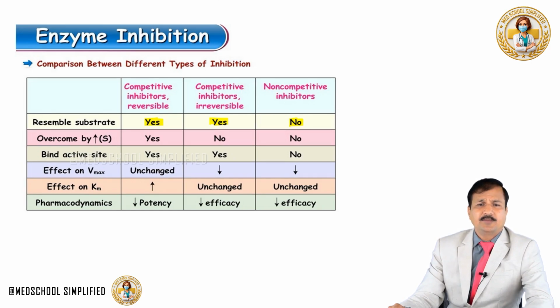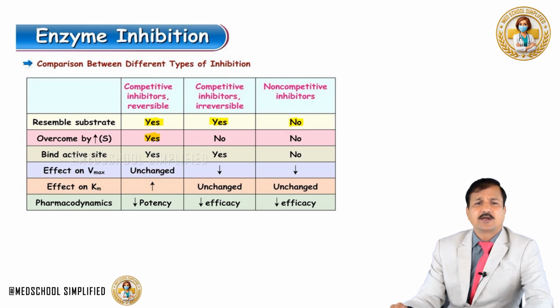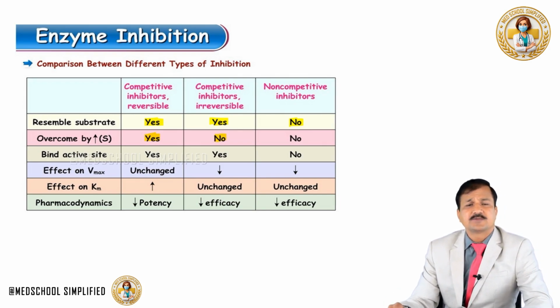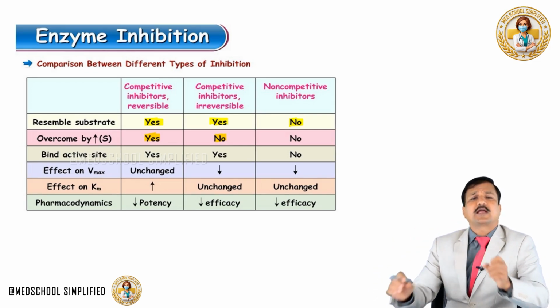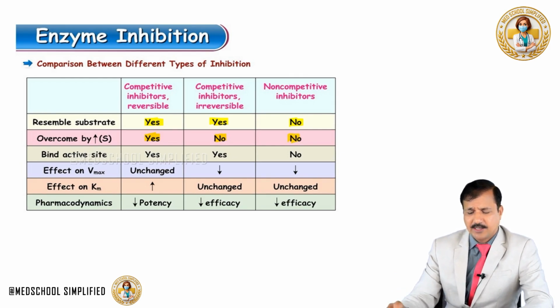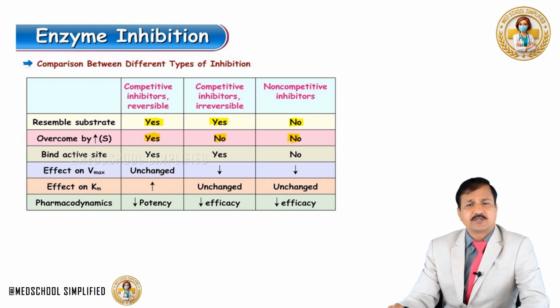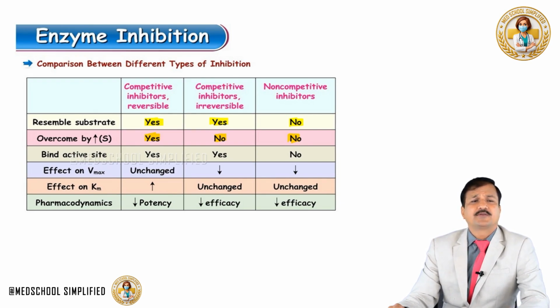A reversible competitive inhibitor can be overcome by increasing the substrate concentration, a dilution technique. A competitive irreversible inhibitor cannot be overcome by increasing the substrate concentration because it has bound to the active site of the enzyme irreversibly. Similarly, a non-competitive inhibitor cannot be overcome by increasing the substrate concentration because, although it binds irreversibly, it is not going to compete with the substrate anyway. So there is no point in increasing the substrate concentration because it's not going to change anything.